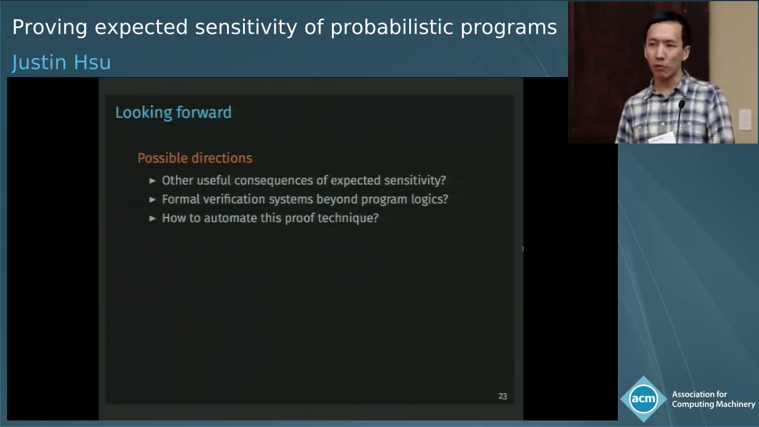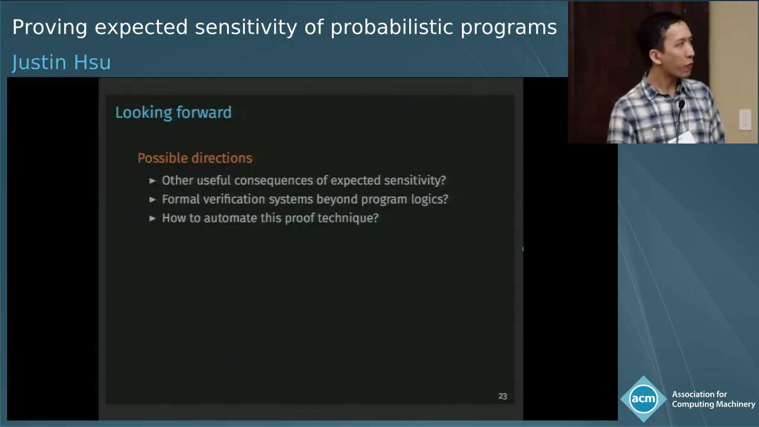And finally, how can we automate this proof technique? We've abstracted away a lot of the details, so hopefully we can make this technique more automatic, but it remains to be seen.